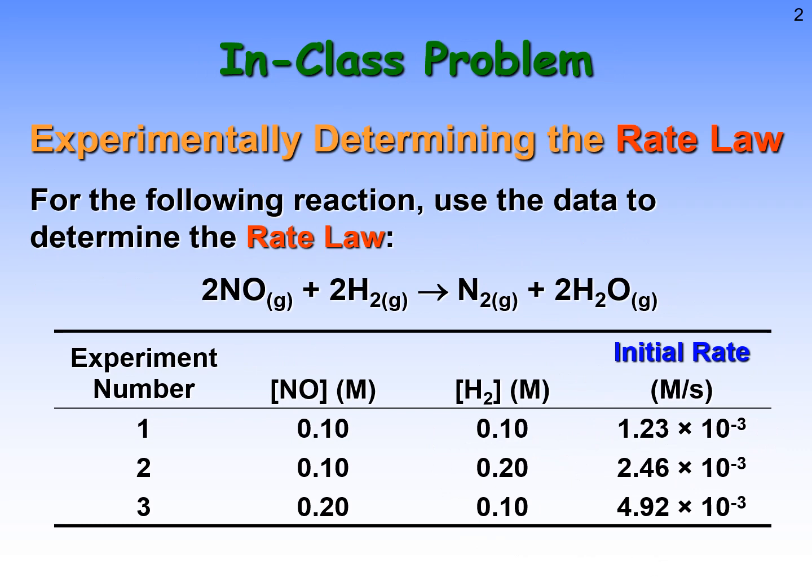Okay, so let's talk about how to actually experimentally determine a rate law. Let's say we have this data given to us in a problem, and we want to determine the rate law of this equation. We have a bunch of initial rates, and we have concentrations for both of our reactants given in this table, and we did 3 experiments. So let's talk about how to determine the rate law in this scenario.